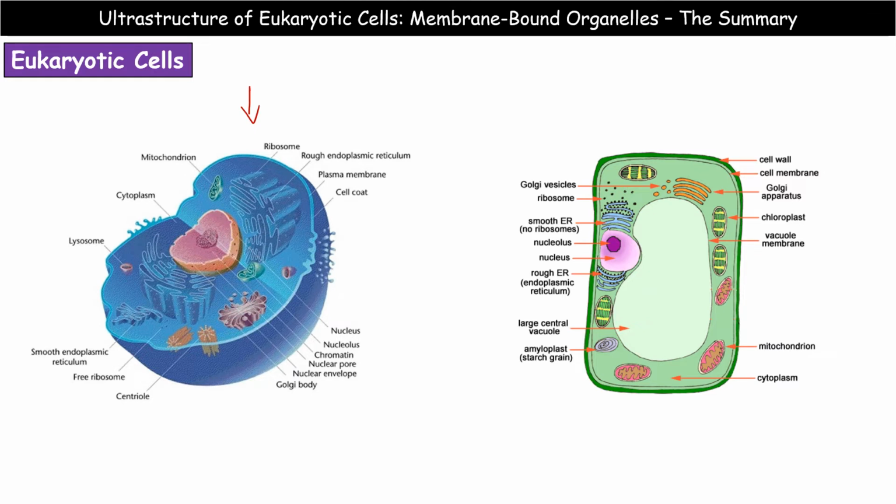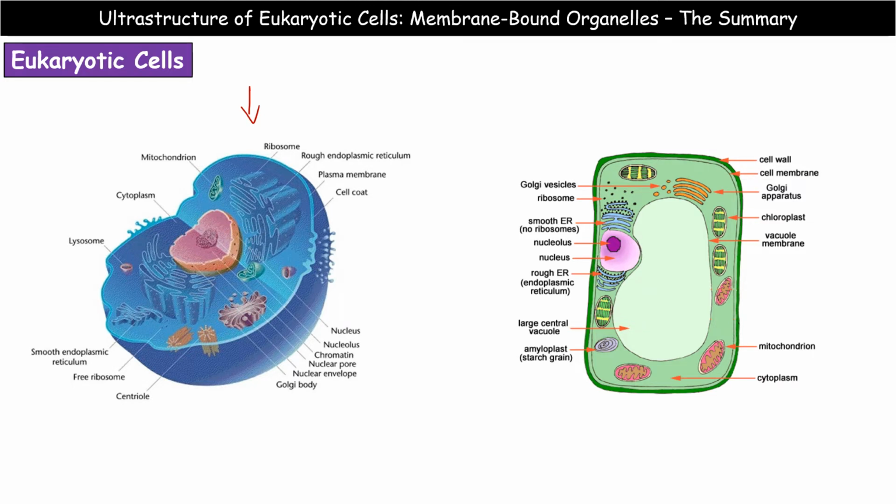Some of the ones that we're going to look at today: we've got our nucleus, and we're going to look at the nucleolus as well, which is that little darker region within the nucleus itself. We're going to be talking about these nuclear pores and the nuclear envelope. We're also going to talk about the endoplasmic reticulum, both smooth and rough. We'll talk about the Golgi apparatus, or Golgi body as it's labelled in this diagram. And we're also going to be having a look at the mitochondria.